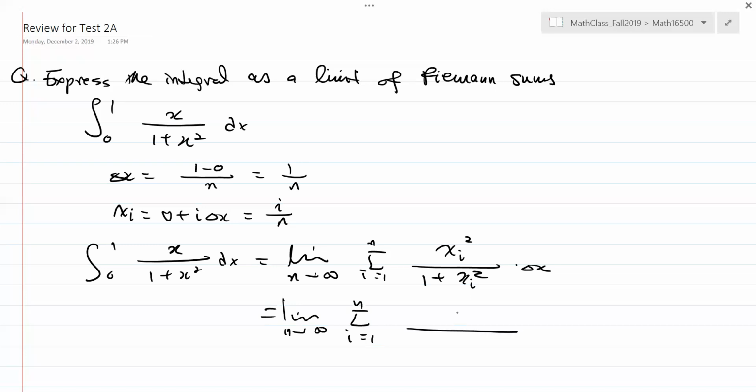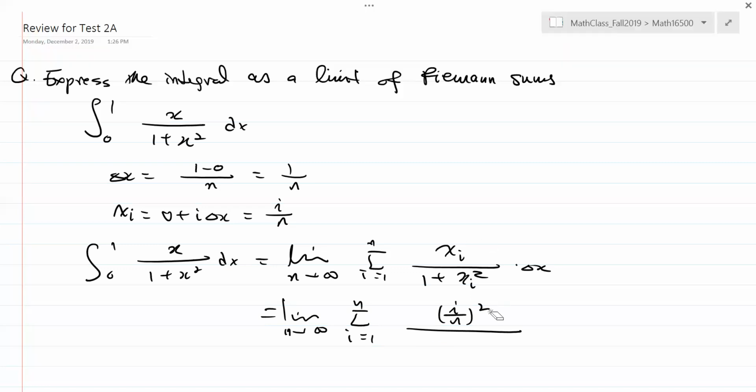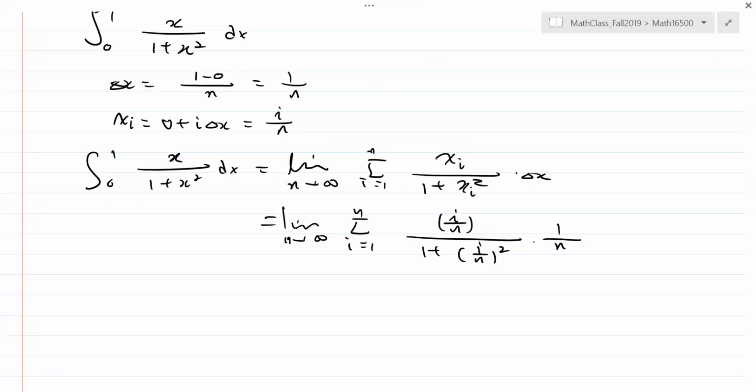It's going to be (i over n) squared. There's no square here, no square. Then 1 plus (i over n) squared, and this 1 over n. This is what I want. Very simple, if you know how to do it.